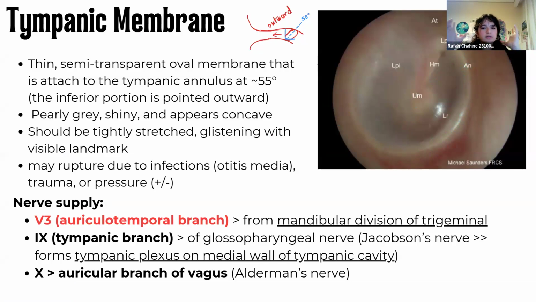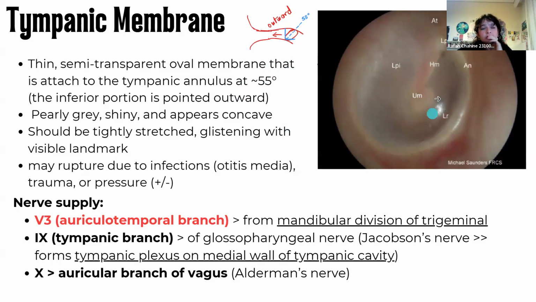So when we say it's attached to the tympanic annulus, it's attached to the area of the tympanic cavity that is circular, made for the eardrum, right? That's literally it. It is a thin, semi-transparent oval membrane, and it basically attaches to the tympanic cavity at a 55-degree angle. You can see, I tried to illustrate it over here for you. This is the 55-degree angle.